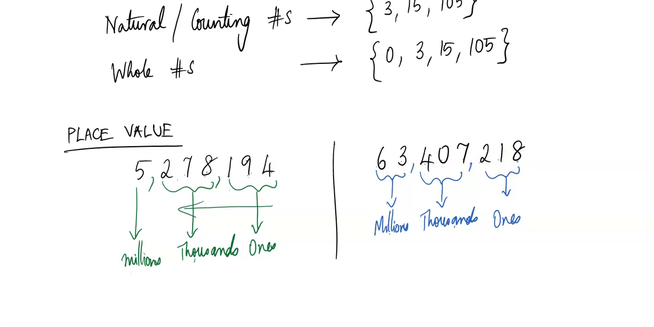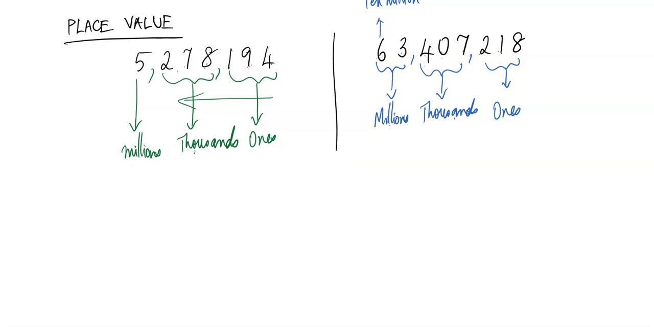63,407,218. Does that make sense? Because the 6 was in the 10 million position. That will be how you will read it together. 6 and the 3 will be 63. 63,407,218. Okay. We'll do just one more and then move on.